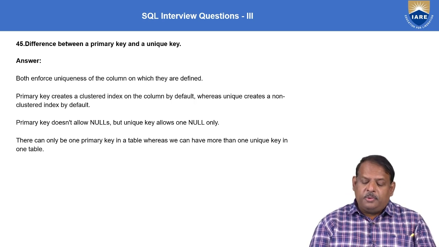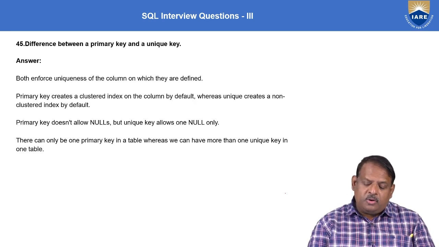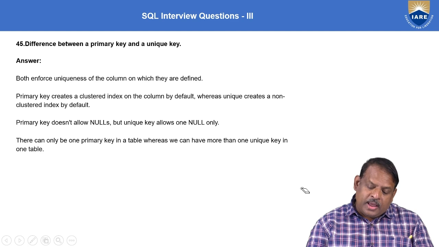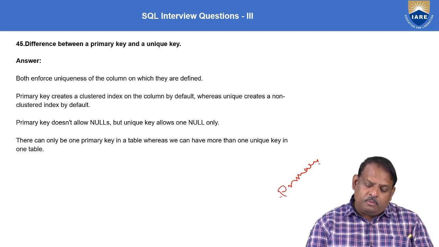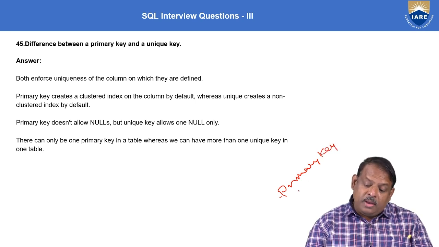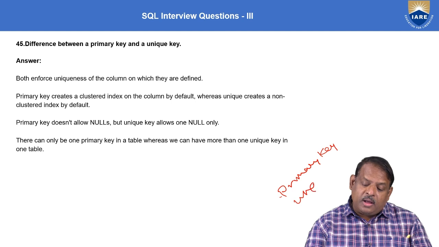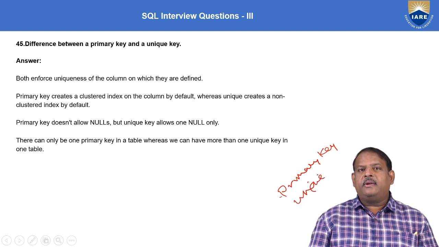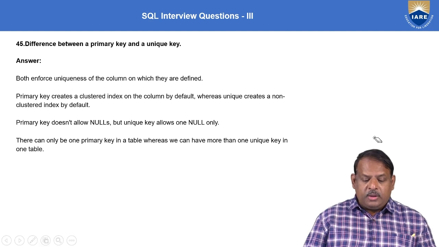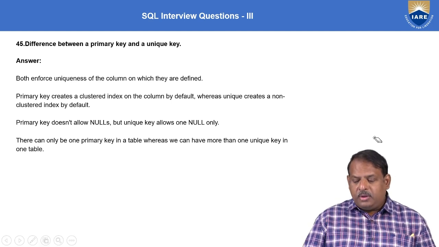Suppose you have 5 columns. You can have one column or two columns as the primary key, but you can have the remaining columns as unique keys. So that is the difference between unique key and primary key.